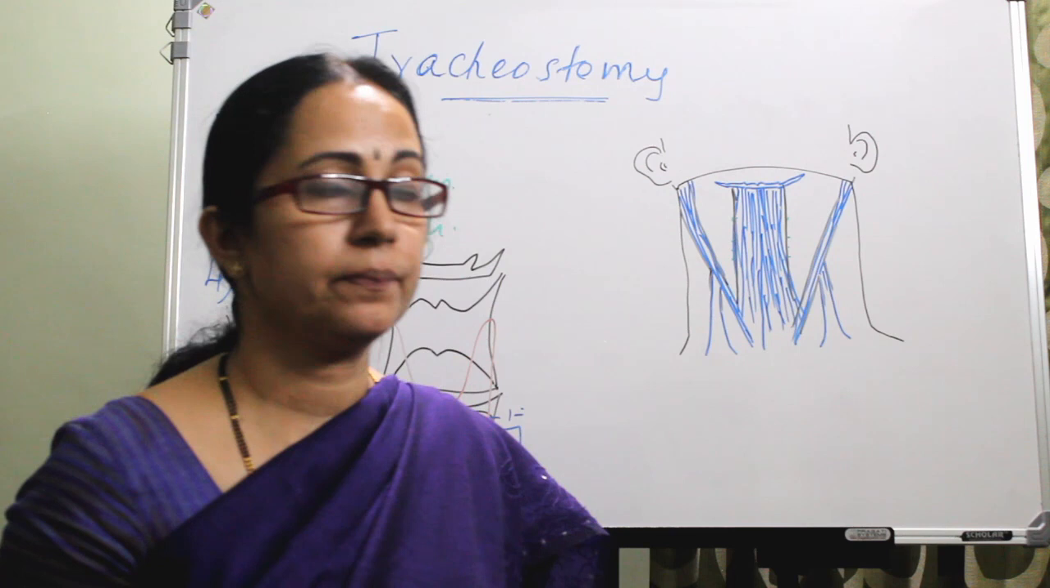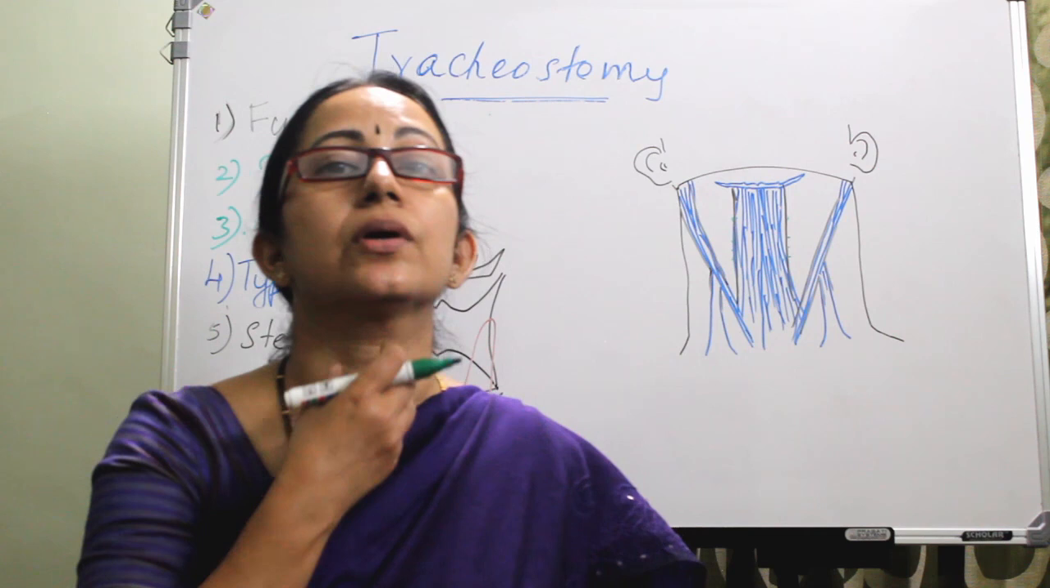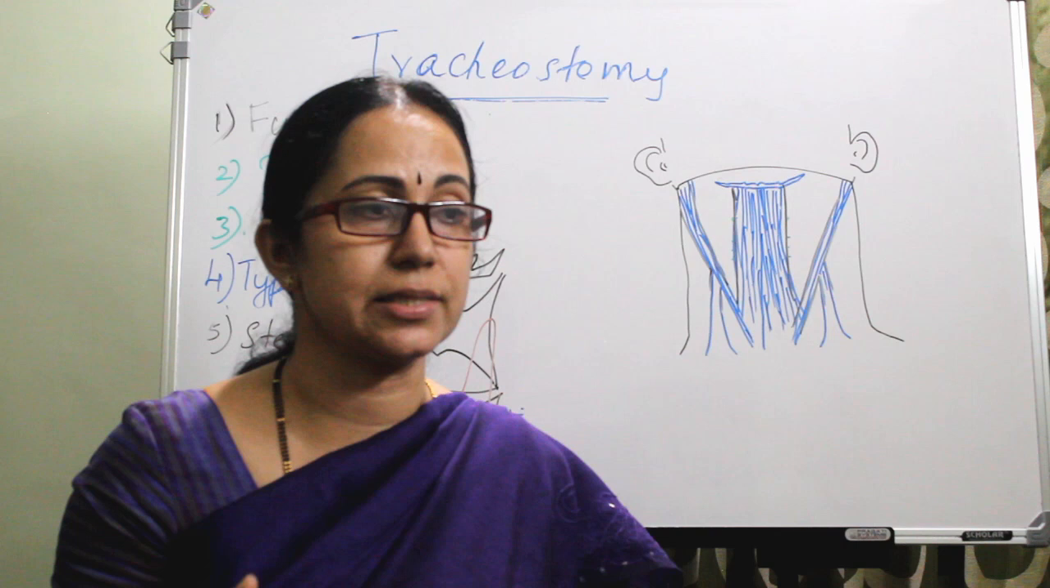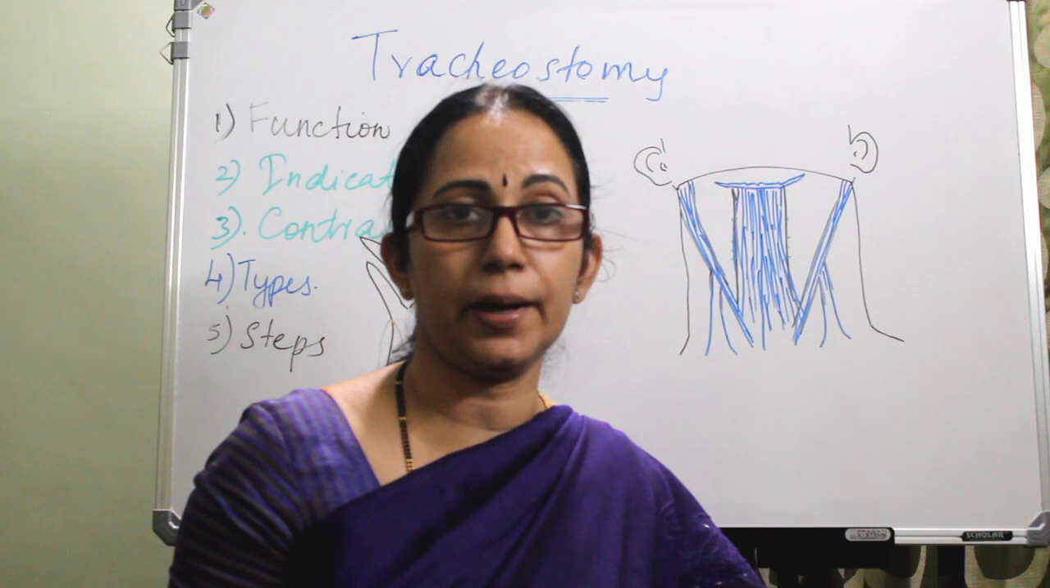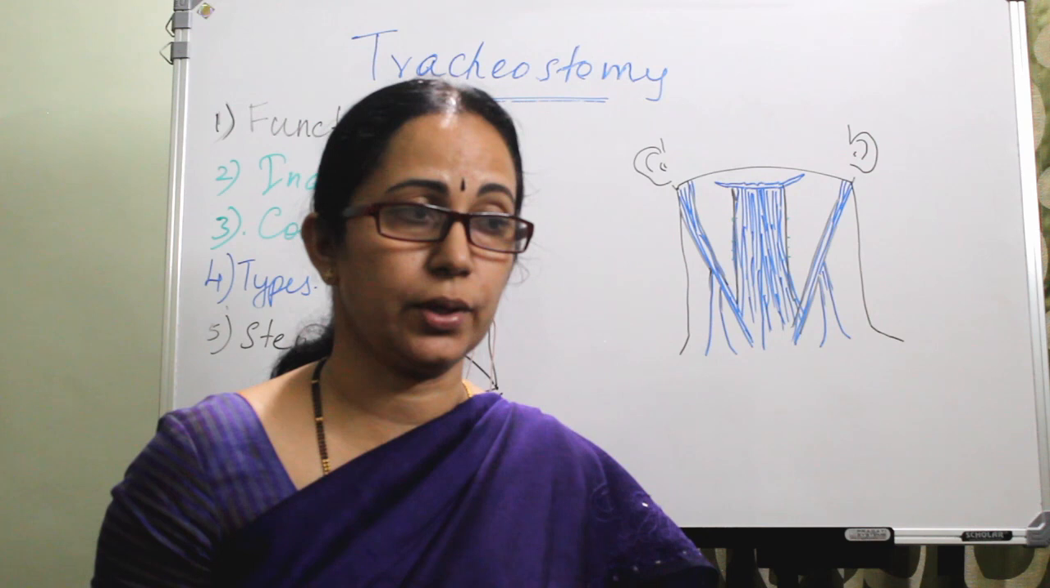And what is the position? Definitely it is supine position, because the trachea should be placed anteriorly, and an extension is given, neck extension. How can we give the neck extension? By putting a pillow or a sandbag under the shoulders, and the head is stabilized with a head ring. Okay, so the position is supine with the neck extension.